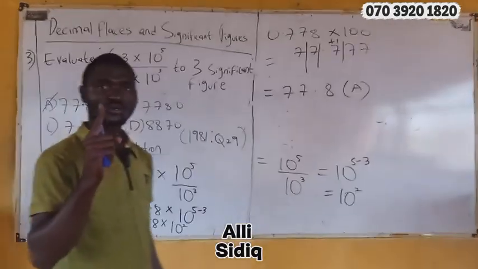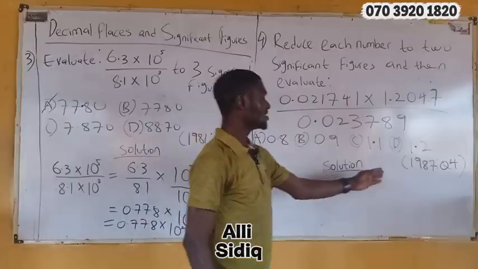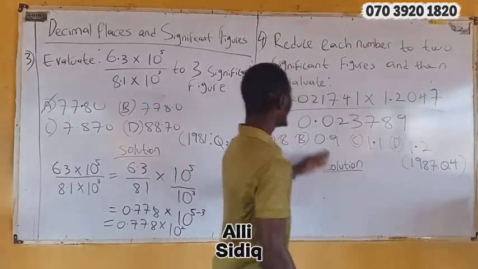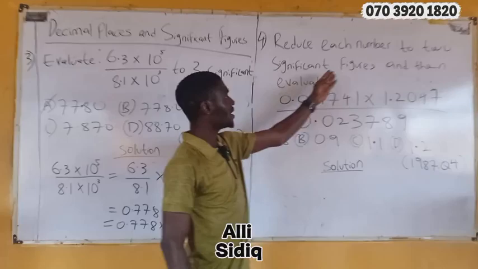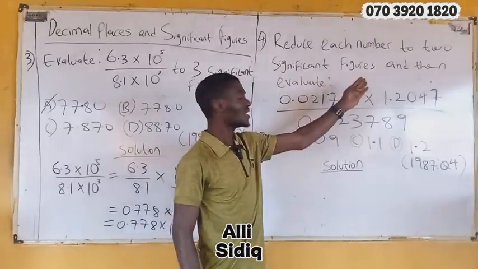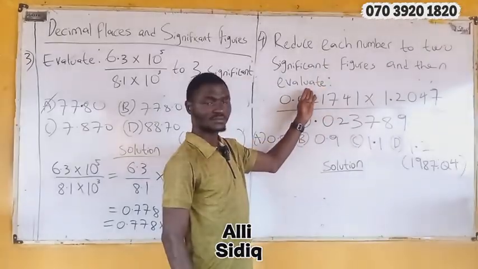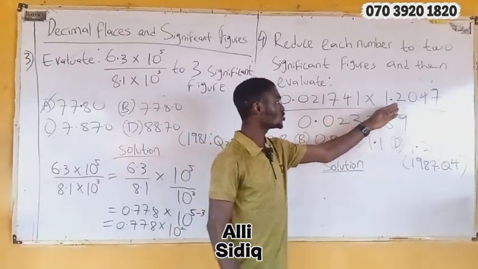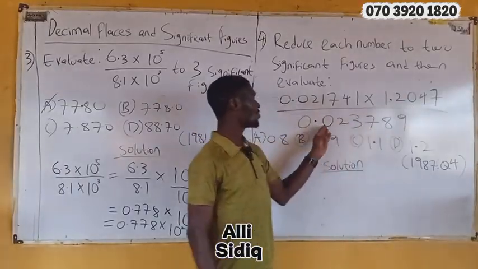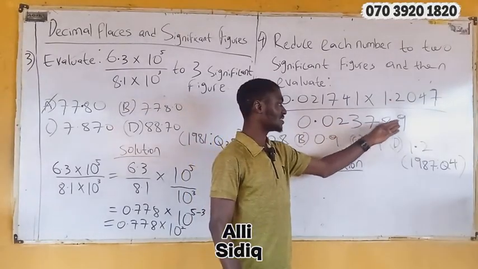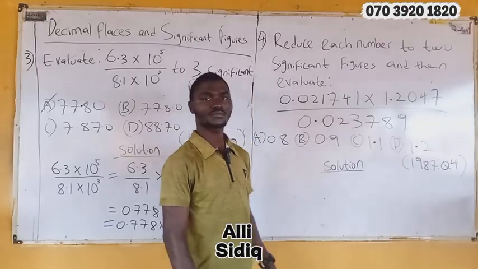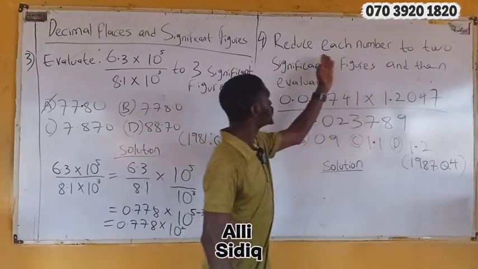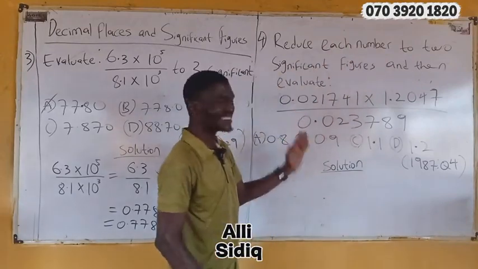So let's solve one more question. This is JAMB past question 1987, question 4. And it says, reduce each number to 2 significant figures and then evaluate. We have 0.021741 times 1.2047 over 0.023789. These are the options. It says we first reduce each number to 2 significant figures, then evaluate.